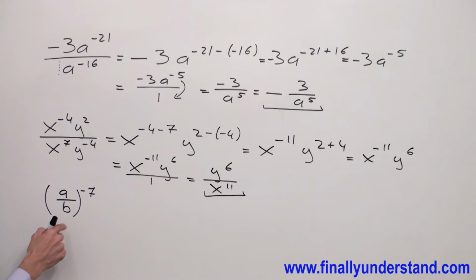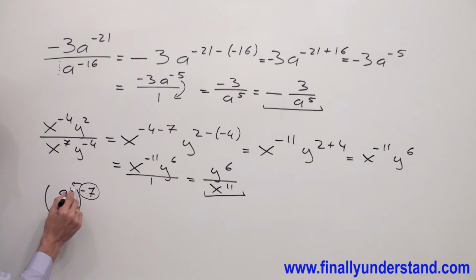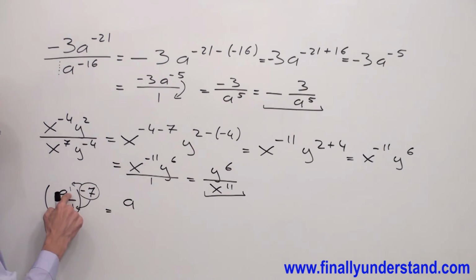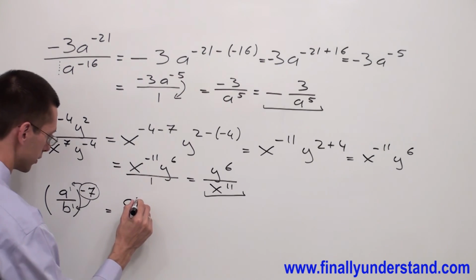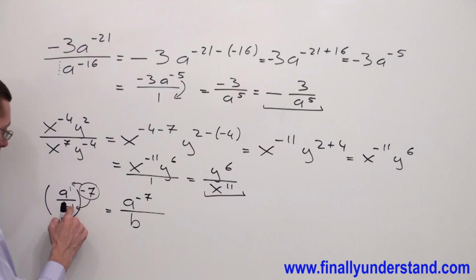Now let's take a look at this example. Remember, we always have an exponent next to every variable or number. This exponent is always 1. Anytime I have an exponent outside of the parentheses, I can multiply this exponent by every single exponent inside of the parentheses. That's why I'm going to have a to the 1 times minus 7, which is minus 7, over b to the 1 times minus 7, which is minus 7.